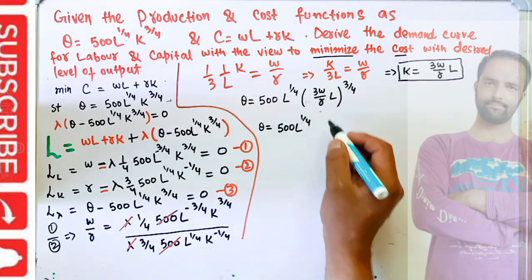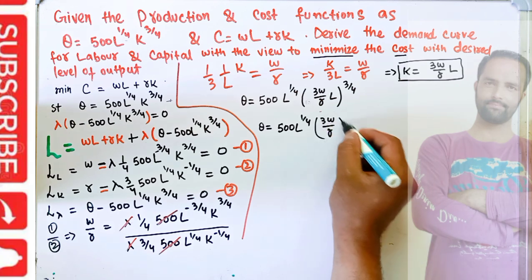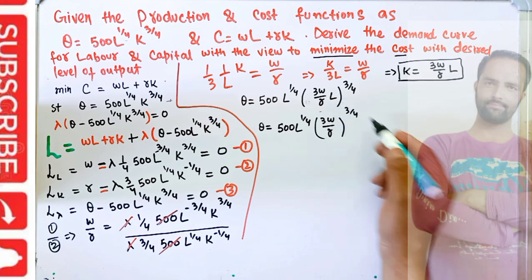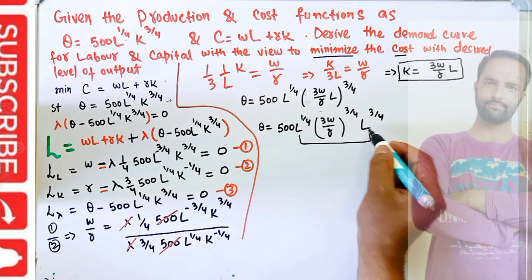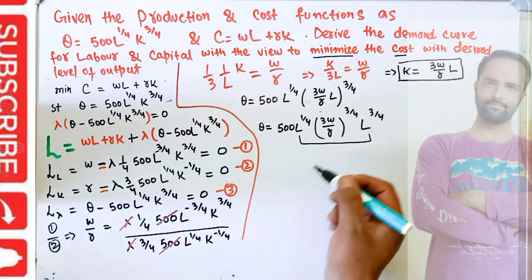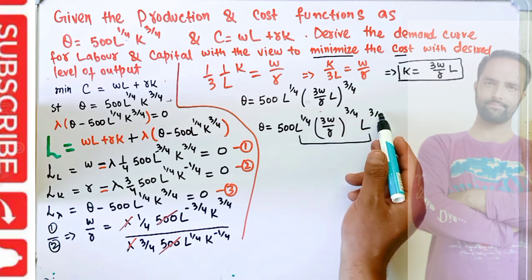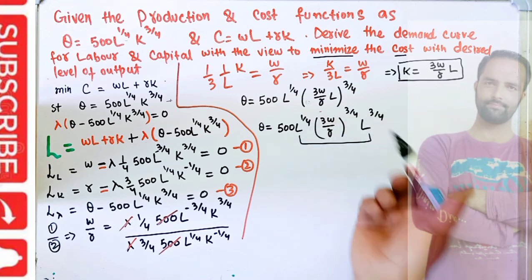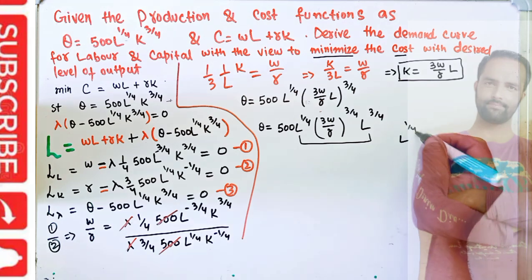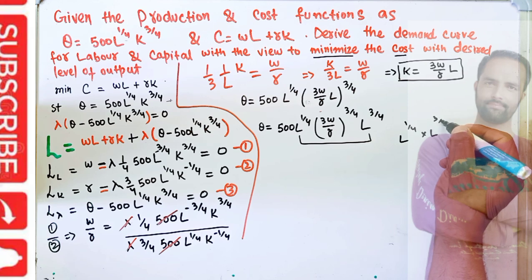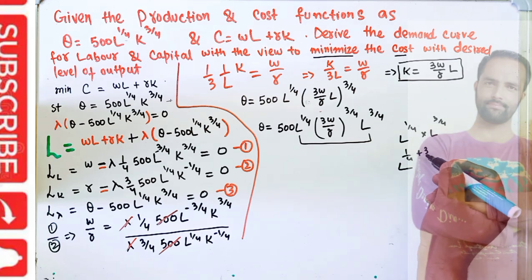If I expand this, this will become (3w/r)^(3/4) into L^(3/4). Here the bases are the same, so again we can add up the exponents. We have L^(1/4) into L^(3/4). They are all being multiplied, so we can add up the exponents. L is the same, so we add 1/4 plus 3/4.